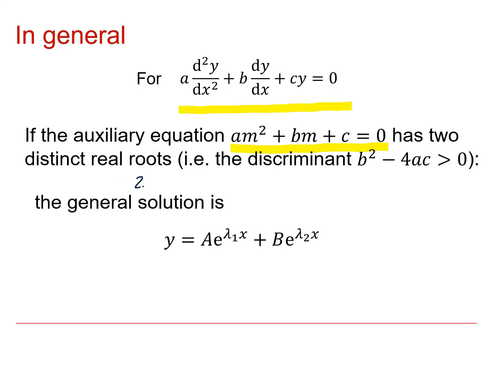So if I get two real solutions, let's call those lambda 1 and lambda 2, then I get a general solution which is of this form: a e to the lambda 1 x plus b e to the lambda 2 x. In subsequent videos we'll look at what happens with different types of roots to this auxiliary equation.